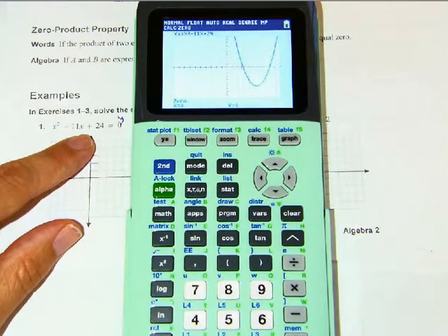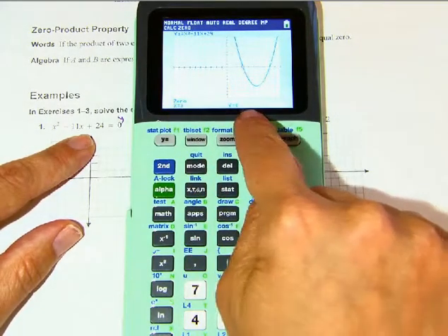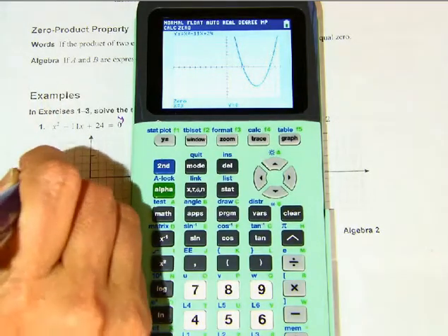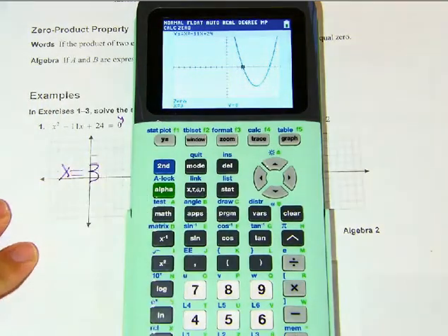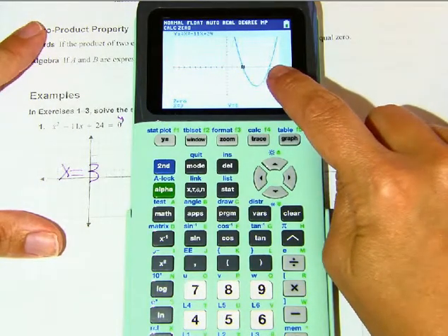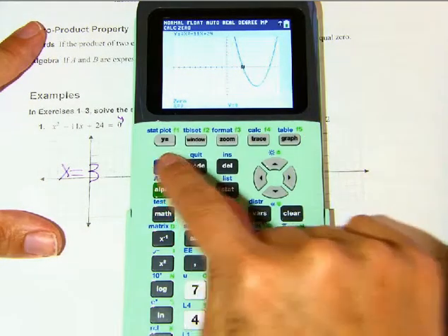I'm just going to push enter. And it tells me when y is 0, x is 3. So in this case, I'm going to get an x equals 3, and I'm just writing it on my graph. And now I need this other one, because remember, there's always 2 answers. So I'm going to have it calculate again.